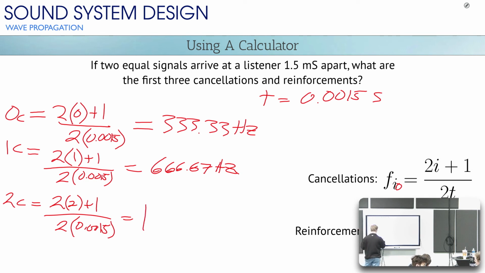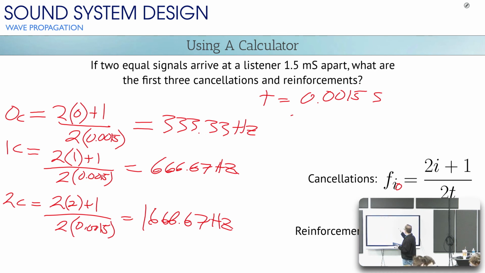I got 1,666.67 hertz. You could also call that 1.67 kilohertz. Anybody else get that? Nora got that? Anybody else? Good. Okay, so there's our first three cancellations. Okay, let's do our reinforcements.